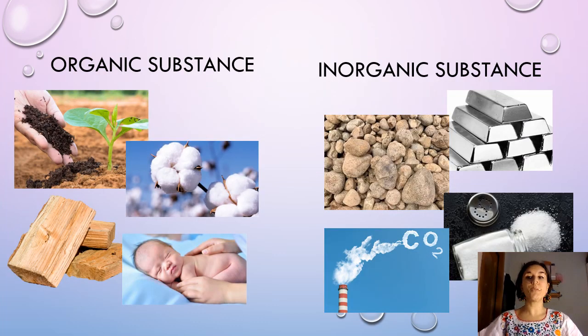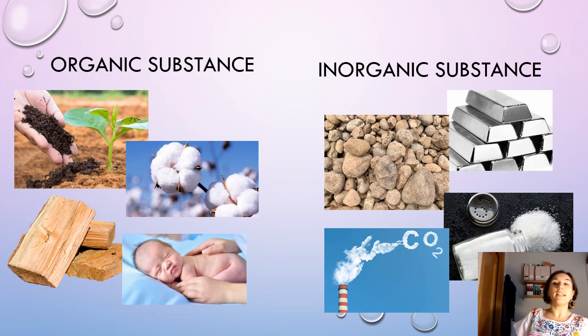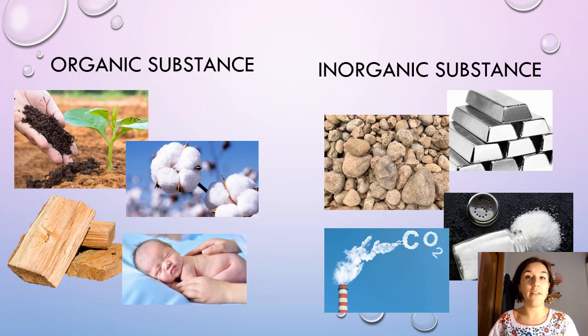Okay? So, next thing. You have studied the difference between organic substance and inorganic substance in 3rd grade, but you probably don't remember very well, so I'm going to remind you. Organic substance is everything that is made of carbon. You won't understand this, but organic substance is mainly all the living things. The plants, cotton, wood, humans, we are made of organic substance.